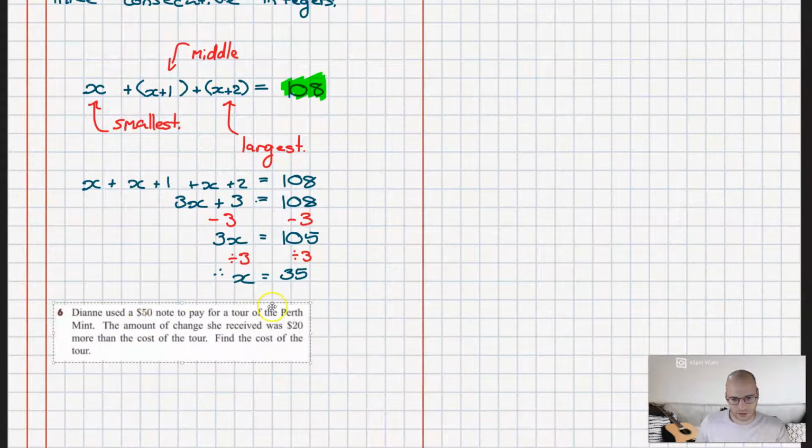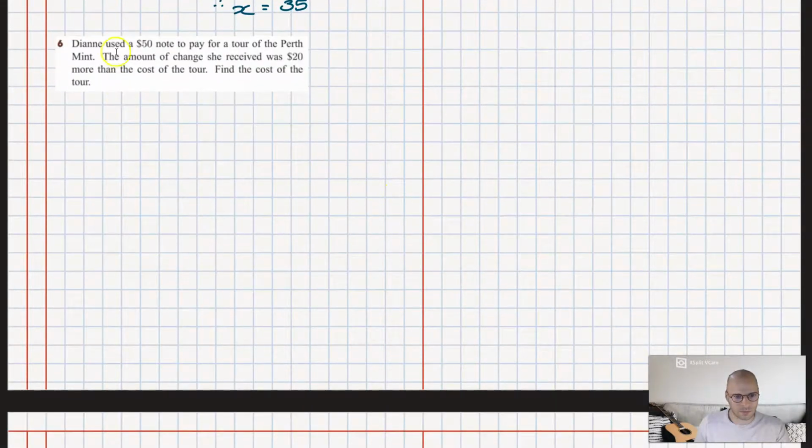That shouldn't take too many lines of math to solve. So I've got: Diane used a $50 note to pay for a tour of the Perth Mint. The amount of change she received was $20 more than the cost of the tour. Find the cost of the tour. So the way in which we can solve this is we can say let X be the cost of the tour.